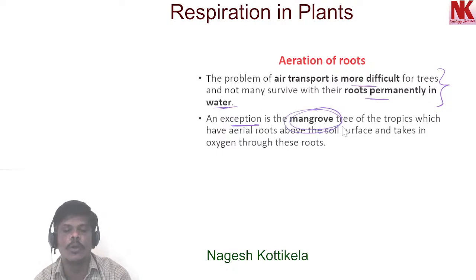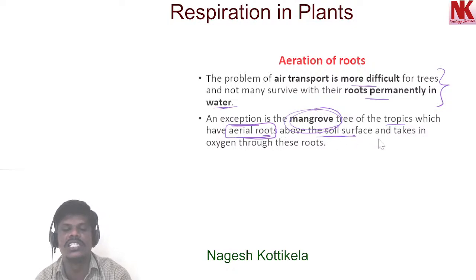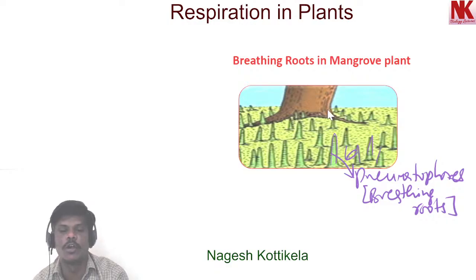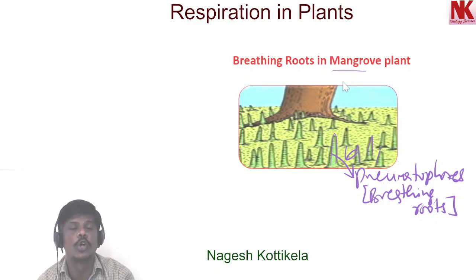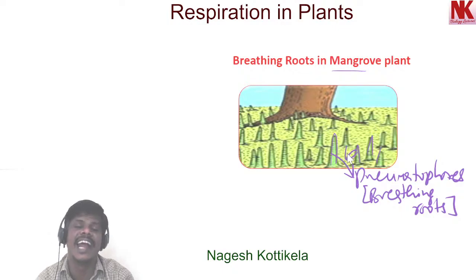Okay, mangrove trees of the tropics have aerial roots above the soil surface and take in oxygen through these roots. I have already shown a picture. Here you can see a mangrove plant with aerial roots. These aerial roots are the breathing roots, the pneumatophores. The roots are in the air.